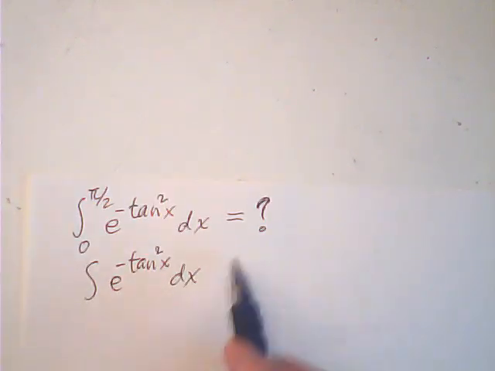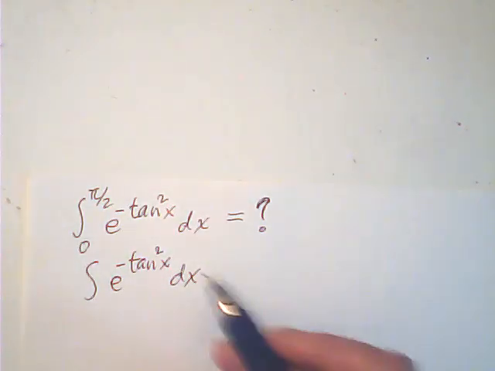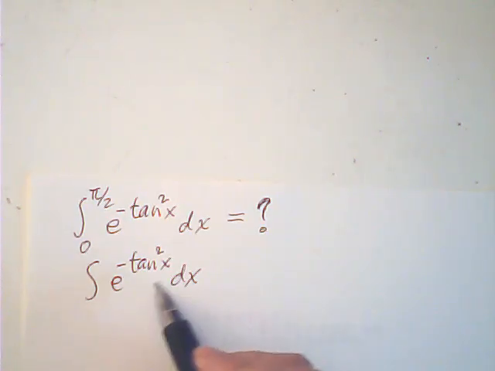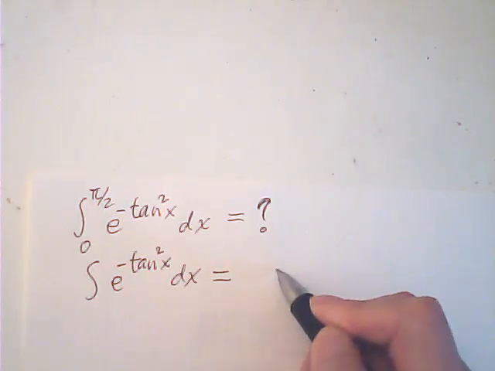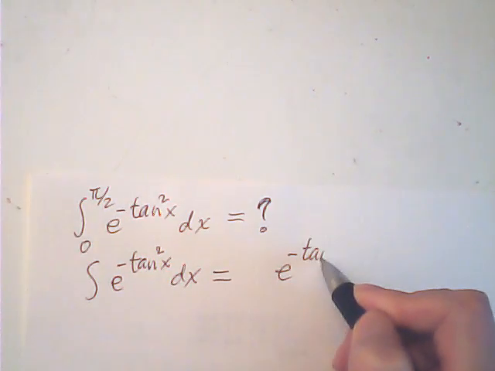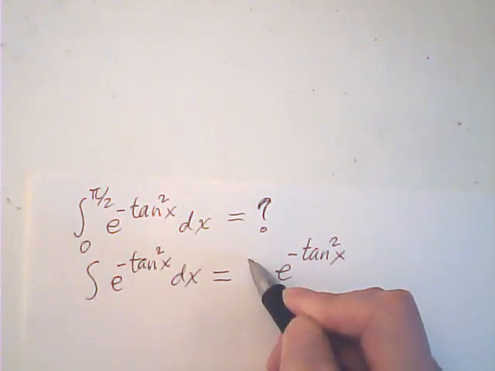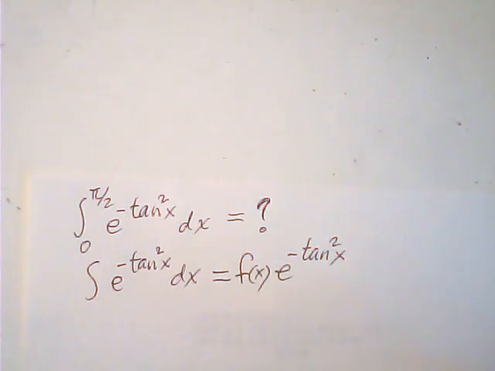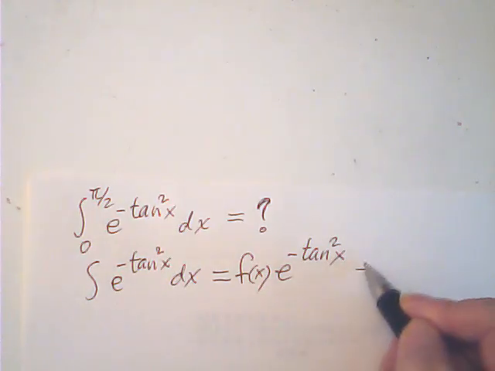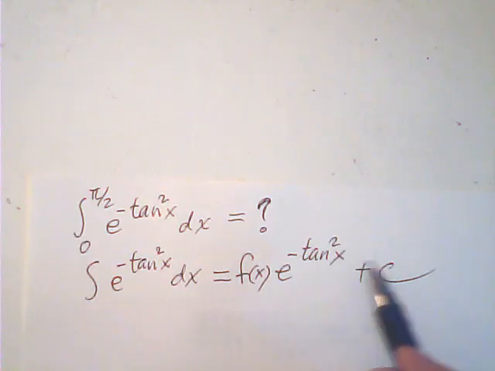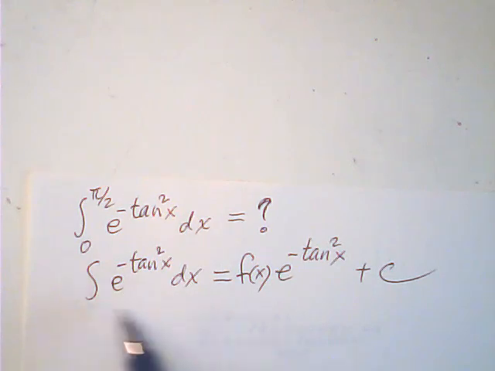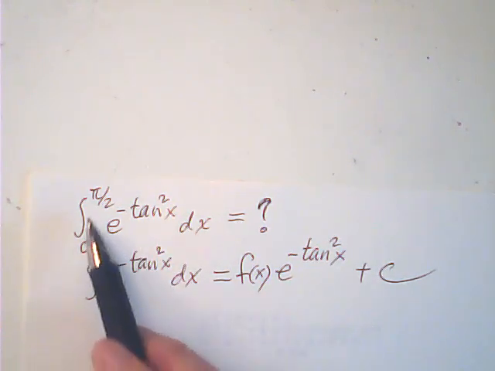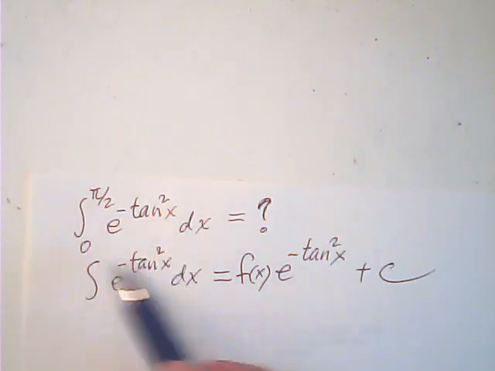If I find this one, then I can find this one easily. Now that one, because the function is exponential, the result must contain the exponential itself, multiplied by another function, which is called f of x, plus c. If we find f of x, we find this antiderivative. If we find this antiderivative, we can find the value of this definite integral.